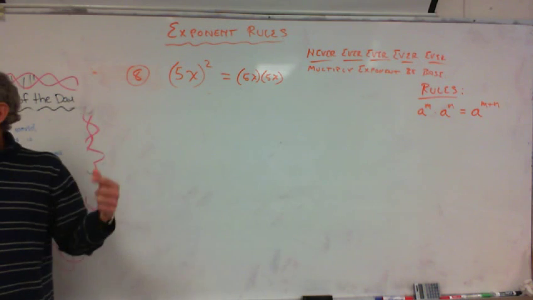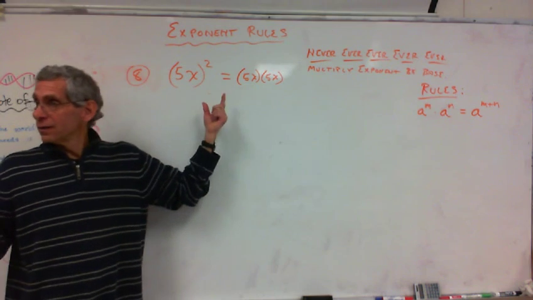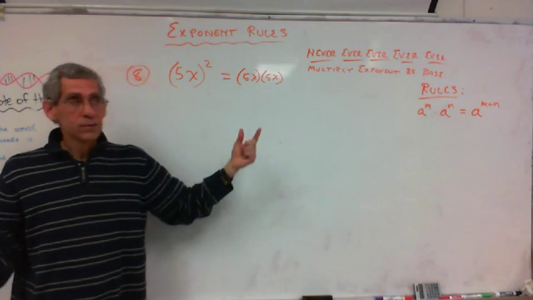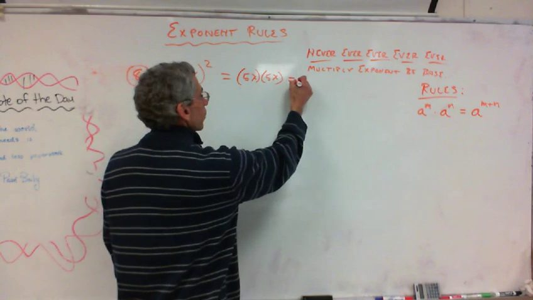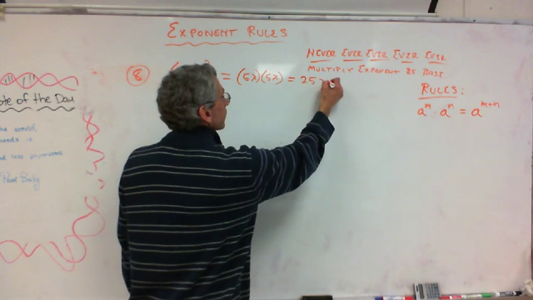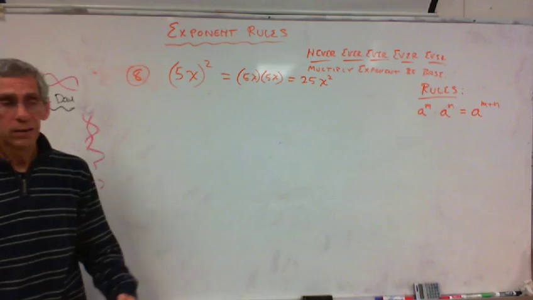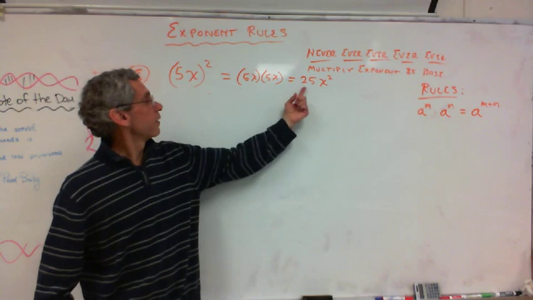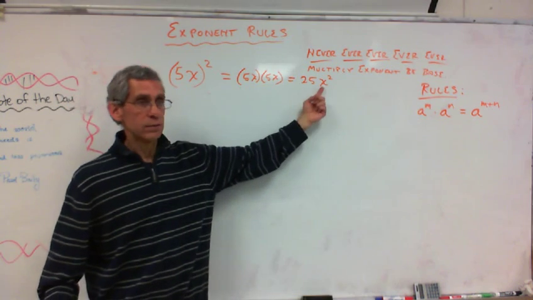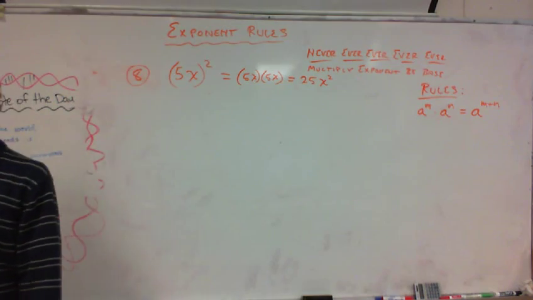4 squared is 4 times 4. 5x squared is 5x times 5x. Which is, what's the answer? 25x squared, right? You with me? 5 times 5 is 25. x times x is x squared. You with me? Pretty straightforward.